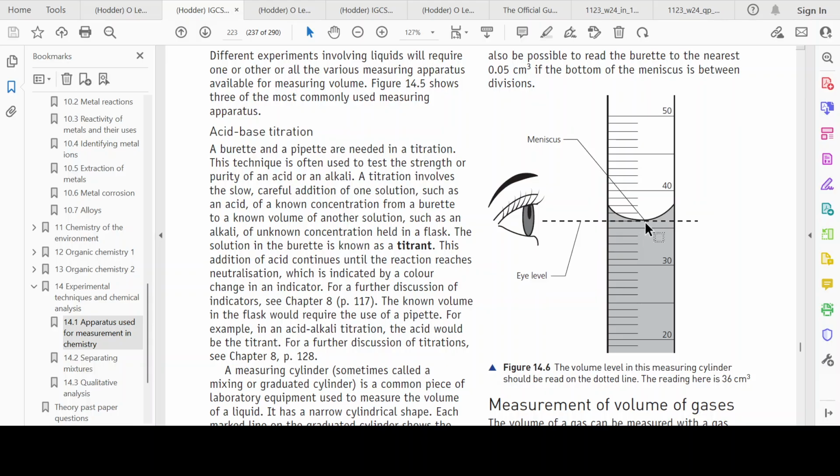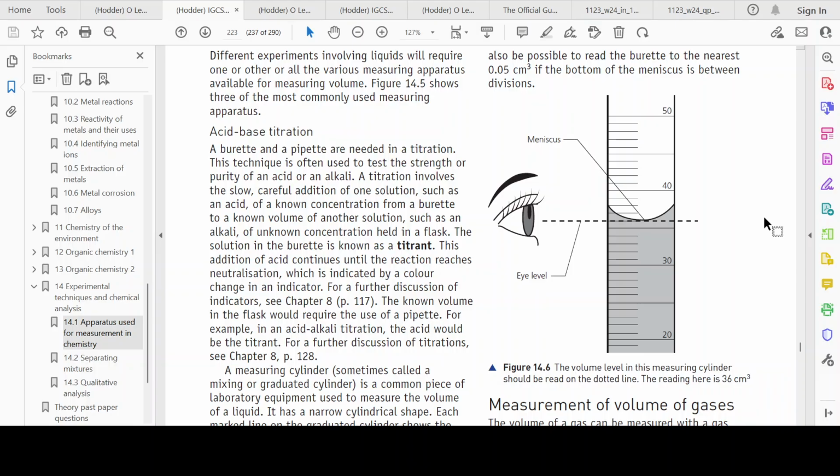The lower point of the curve, the concave meniscus, and you look at it at eye level. In this case, you're starting at 30, 1, 2, 3, 4, and this big line is 35, and then 36. So it's just at 36, and so we can say that it's 36 centimeter cube.